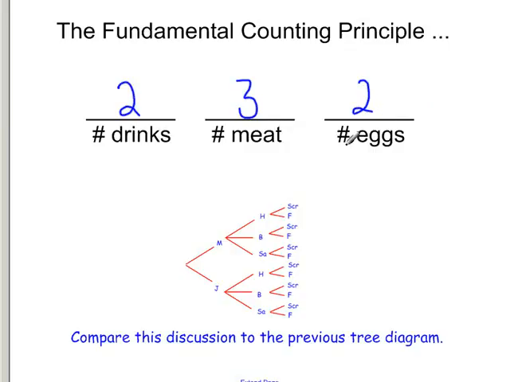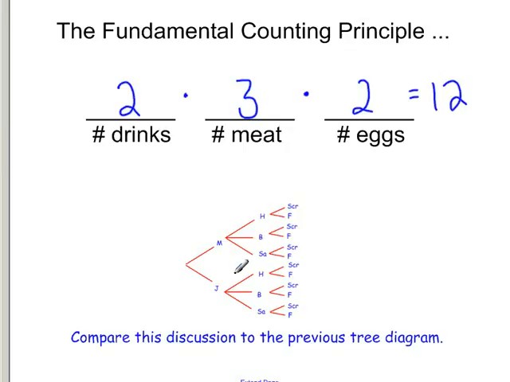The fundamental counting principle says if I want to know how many total ways there are here, in this case there's 12 listed in the tree diagram, I actually can take 2 choices times 3 choices, which is 6, times two choices, and I can get the number 12.